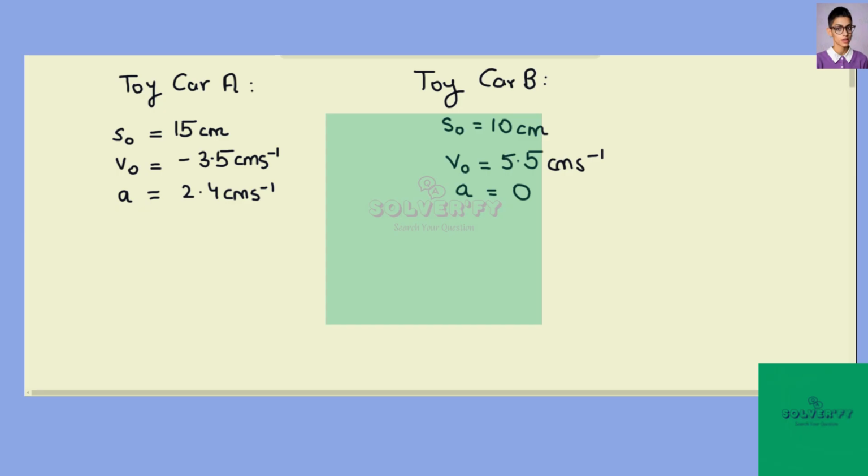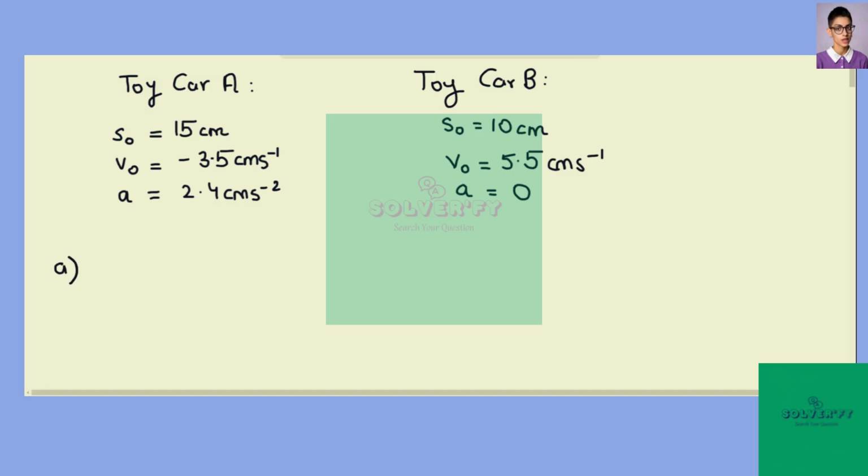In this problem, we're given two trucks. We'll call them truck A and truck B. Truck A has the initial position s naught equal to 15 centimeters, the initial velocity v naught equals negative 3.5 centimeters per second, and it has the acceleration 2.4 centimeters per second squared. The second truck has an initial position of 10 centimeters and an initial velocity of 5.5 centimeters per second, but it has no acceleration.